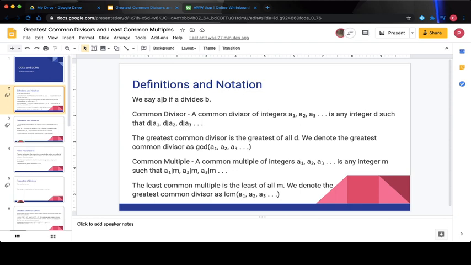Alright, so let's start with some basic notations and definitions. The notation A | B means that A divides B, or A is a divisor of B, and this also means that B is a multiple of A.